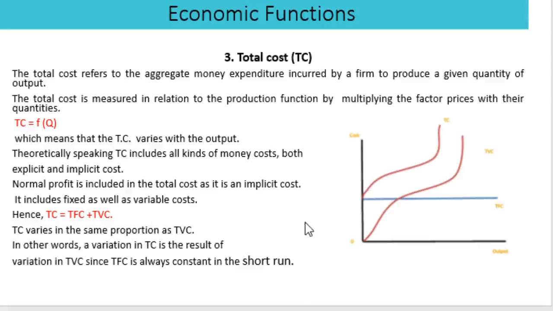Therefore, total cost equals total fixed cost plus total variable cost. Total cost varies in the same proportion as total variable cost. In other words, variation in total cost is the result of variation in total variable cost, since TFC always remains constant. Here, this is the total cost, this is total variable cost and this is total fixed cost. Since total fixed cost remains constant, the total cost varies in the same way as the total variable cost. It is given in the figure.